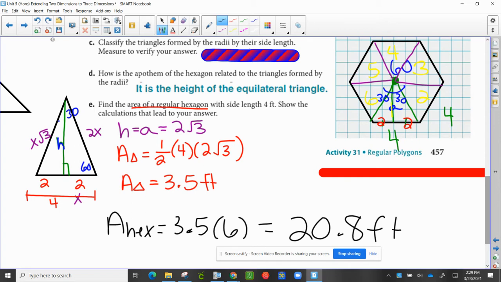20.8 feet squared. Okay. So again, I found the height using this 30, 60, 90 triangle, this right triangle we get from dropping that perpendicular bisector. And then using the properties that we know about 30, 60, 90 to get the height. That gives me one triangle, but in a hexagon, we'll have 6 of those triangles. So I just timed my answer by 6.